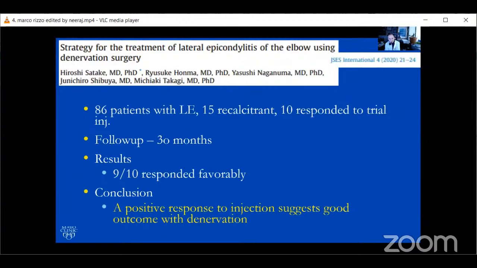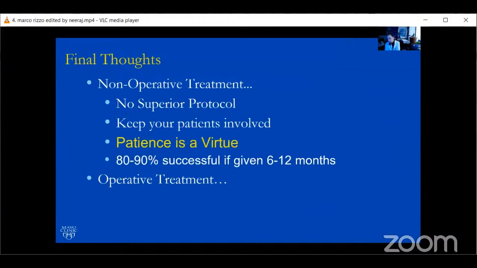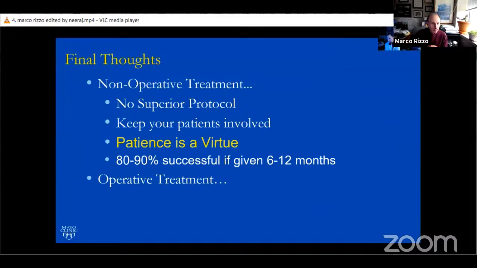Final thoughts, non-operative treatment. There's really no superior protocol. Keep your patient involved. Be patient with your patients. And keep in mind that 80-90% will be successful at 6 to 12 months.